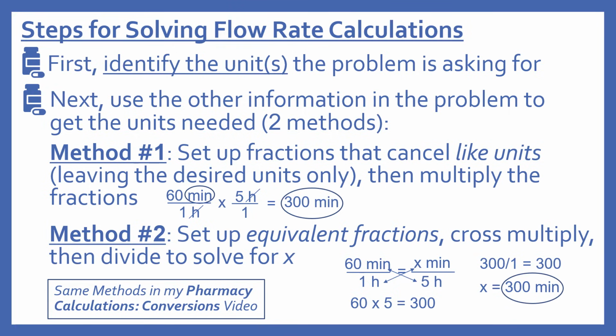And notice with these you have to have the same units on the top and the same units on the bottom. So we have minutes on the top, hours on the bottom. So 60 times 5, that's our cross multiplication, is 300. Then we'll divide by 1. That gives us 300, and that solves for x. So x here is 300 minutes. And you can use whichever method makes the most sense for you, or whichever method makes the most sense for the problem that you're solving.